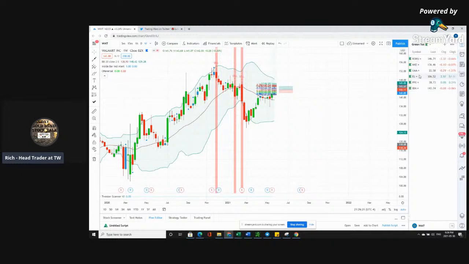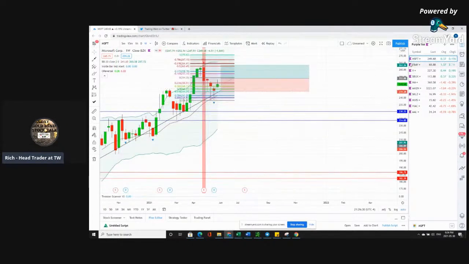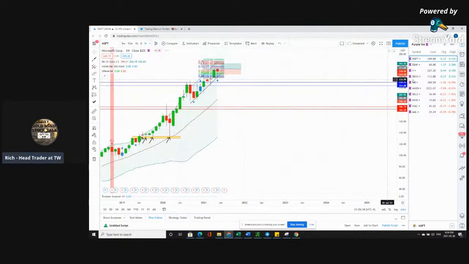And then right here on the purple list, these are all monthly inside bar closes. I posted this for you guys already. These are the ones we want to swing in the private room as well. We're going to be swinging all of these.